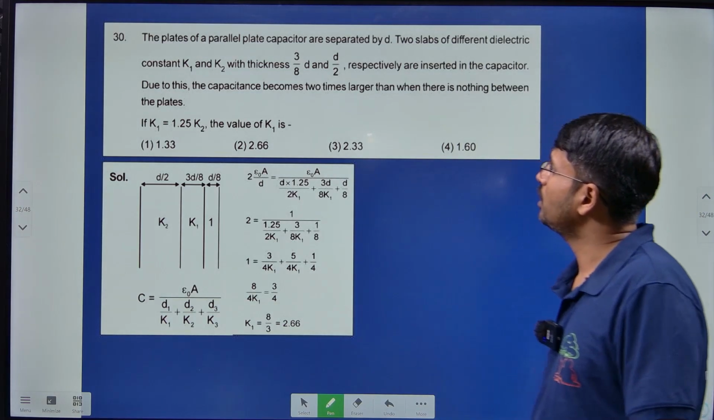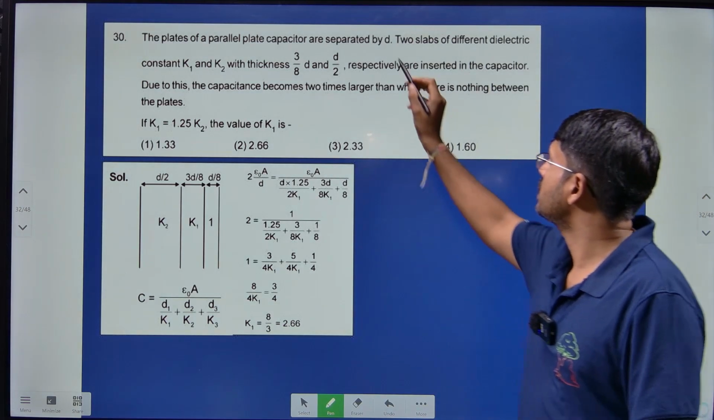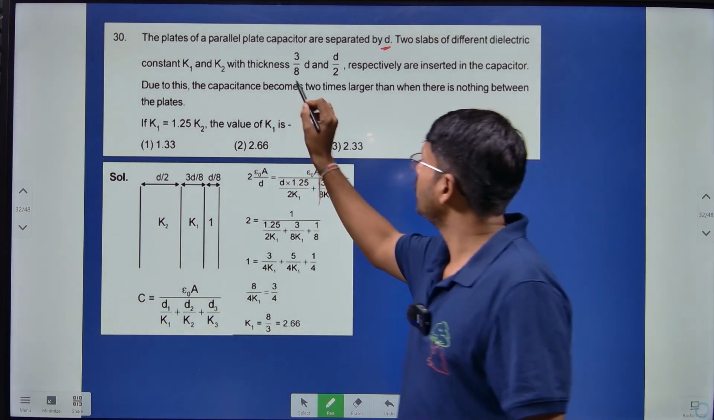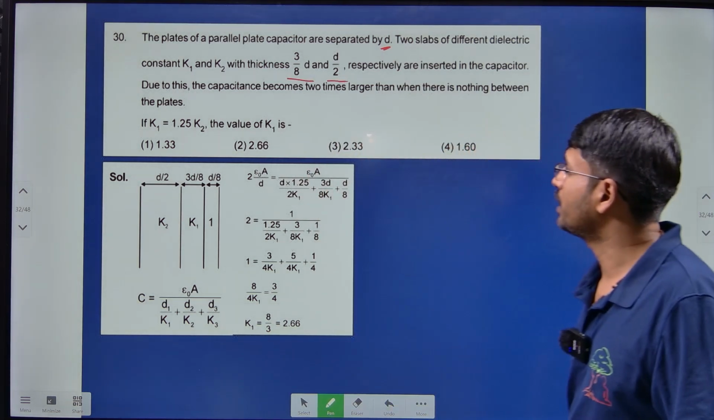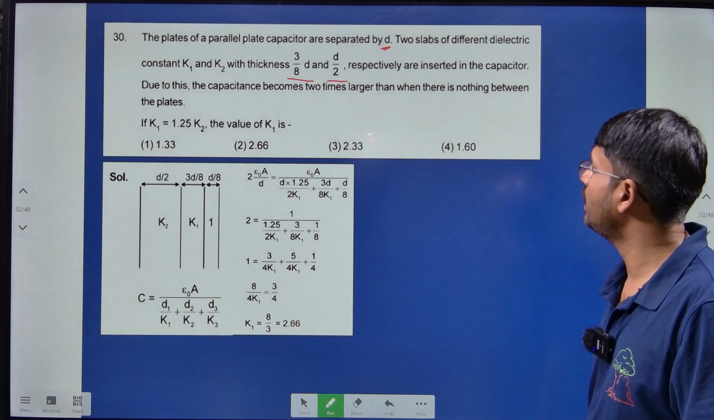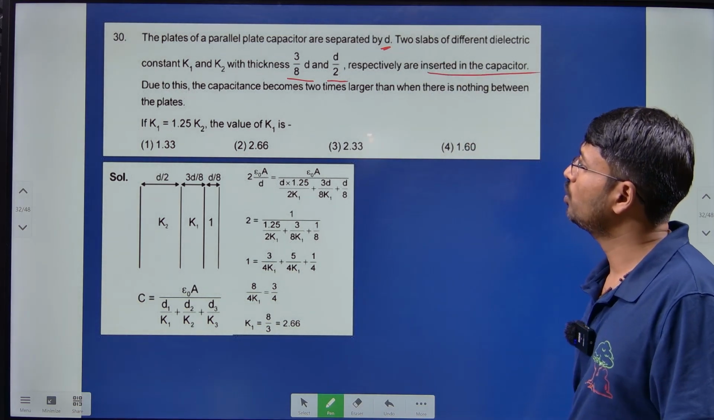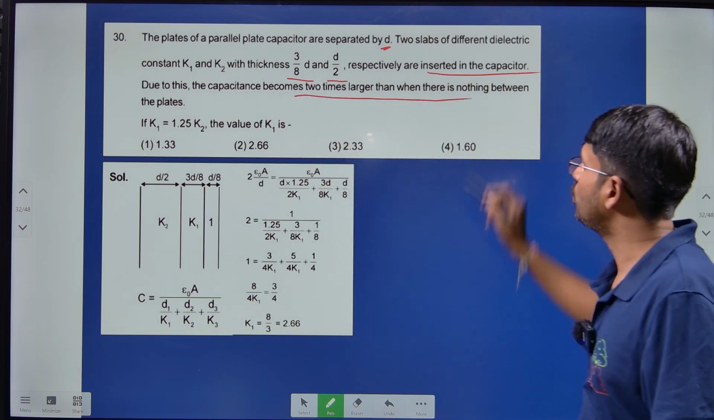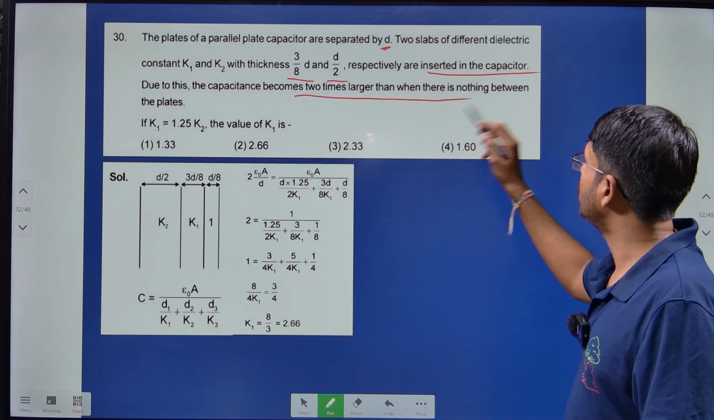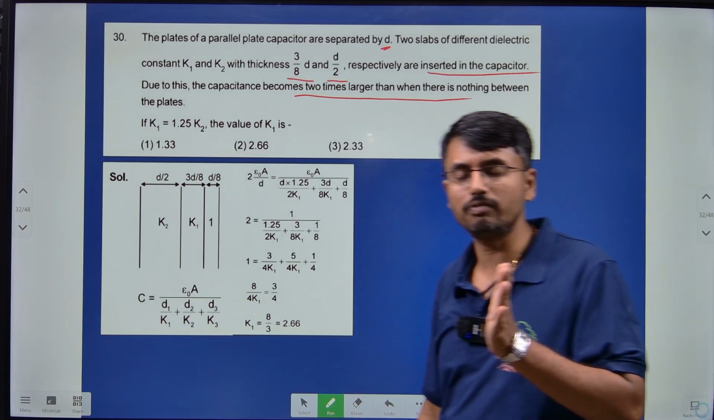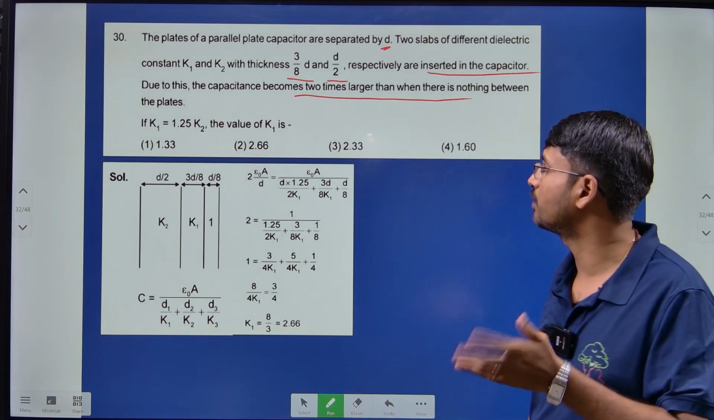The plates of a parallel plate capacitor are separated by distance d. Two slabs of different dielectric constants, K1 and K2, with thicknesses 3 by 8 d and d by 2 respectively, are inserted in the capacitor. Due to this, the capacitance becomes 2 times larger than when there is nothing between the plates. Nothing means it is an air medium, so whenever we have an air medium, we have to take that part.